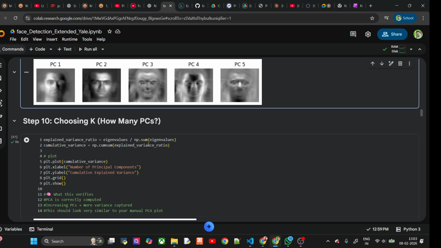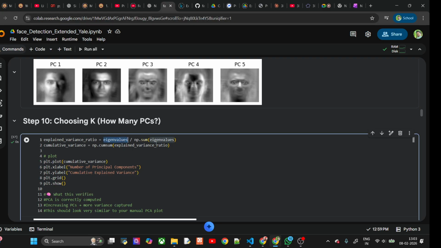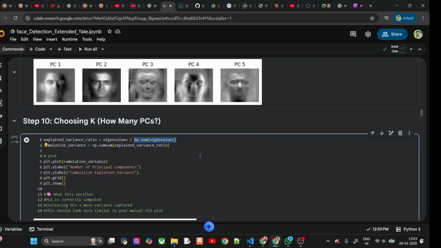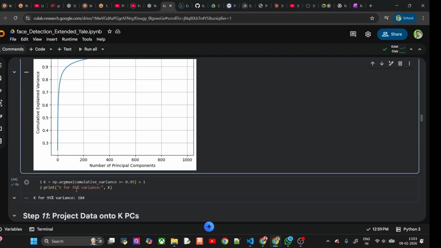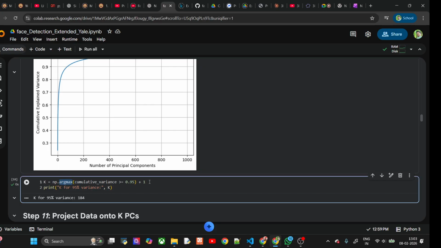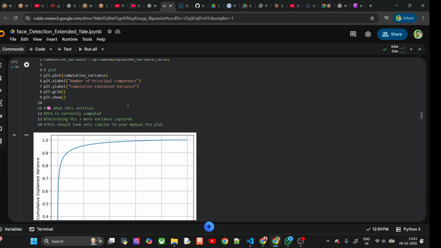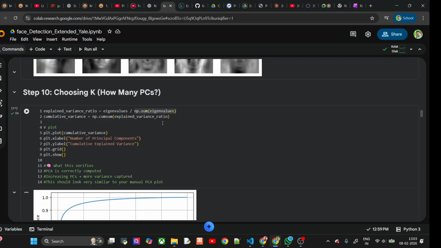This is the formula: the eigenvalues, divided by the total sum of the eigenvalues. So the k value calculation happens here. I'm actually doing the calculation here. You don't need to go deep into this calculation, but this is the step of choosing how many k values to calculate, and when you have to stop.